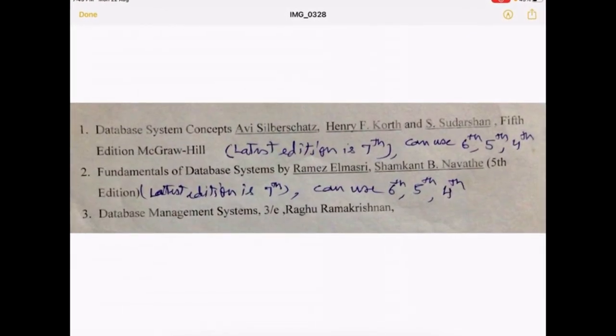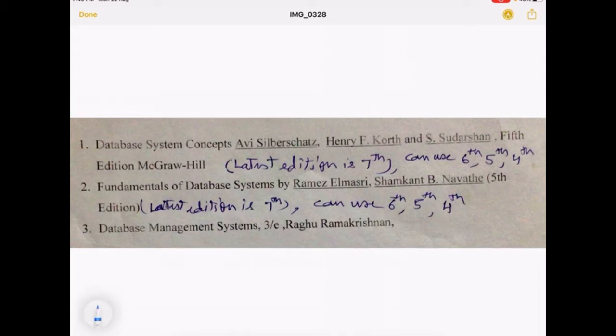In this course, I recommend 3 textbooks, and you can consider any one out of the 3. The first book is Database System Concepts, popularly known by the author Korth, and currently it is available in 7th edition, but you can use earlier editions also, 4th edition, 5th edition, 6th edition.